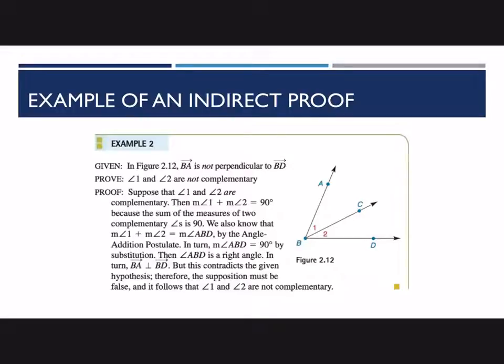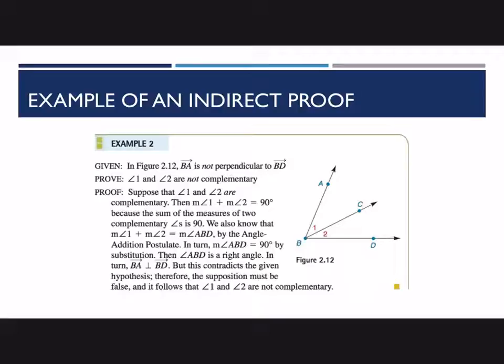So we're going to start out with just reading through an example of an indirect proof, and then we'll talk a little bit more in detail about the structure of one of these and how you go about putting one together. This is example 2 from the textbook, and here is the given statement. In figure 2.12, ray BA is not perpendicular to BD, and we are supposed to prove that angles 1 and 2 are not complementary.